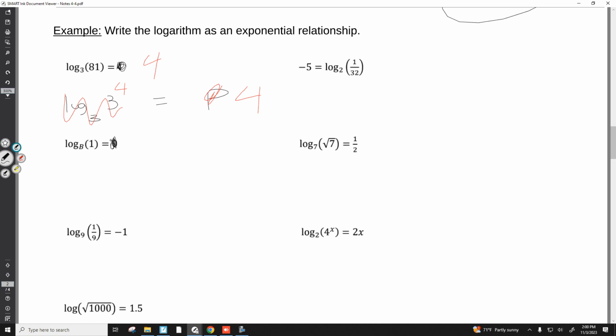Why is the log of any base of 1 equal to 0? Please explain to me why the log of any base of 1 is 0. Tell your neighbors. Tell everybody. Why?